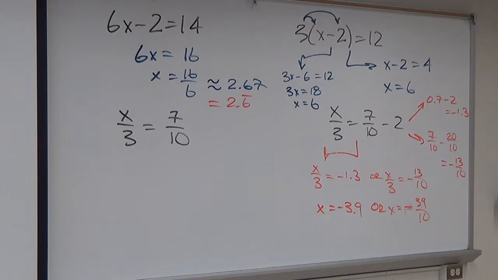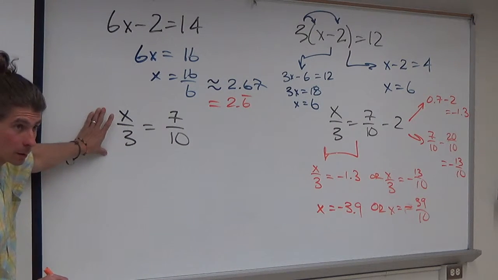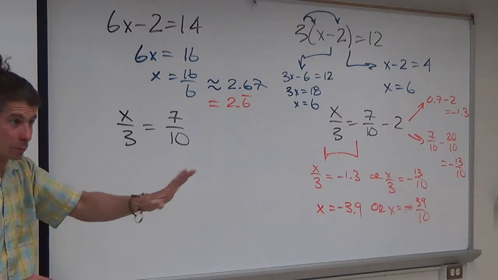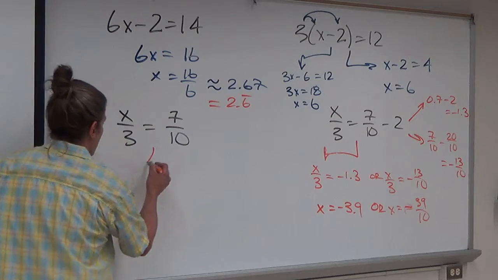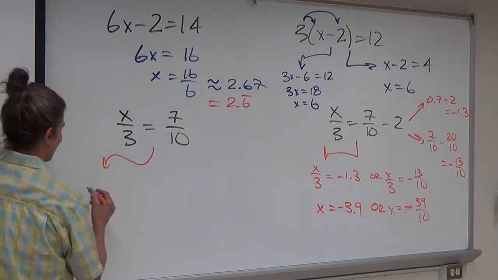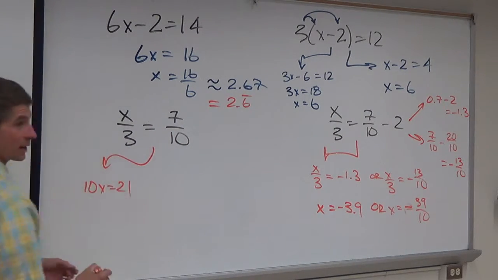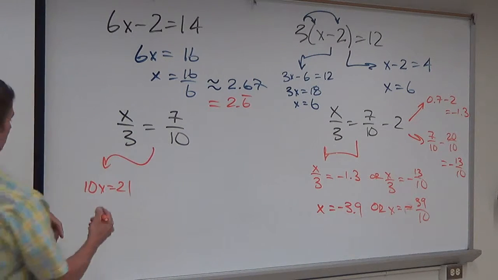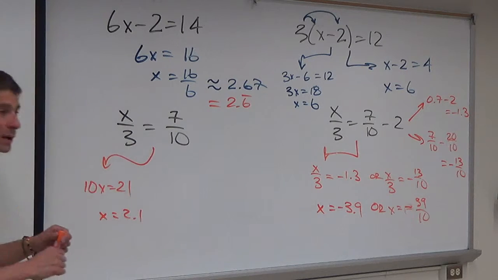How about this one? What do you do, Tammy? 10x equals 21. Ah, the old means extremes. Michelle, we brought this up last time. When you have a proportion, you can do something called the means extremes. You guys call it cross multiplication. Totally fine. And you can multiply across the diagonals to get 10x equals 21, like that. So what's x? Right, 2.1 or 21 tenths.